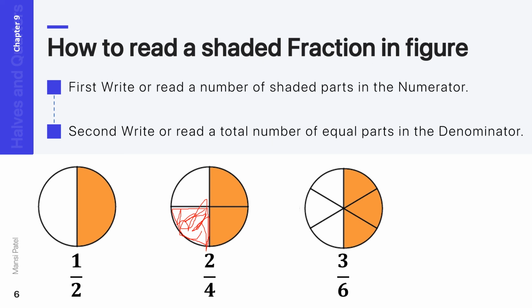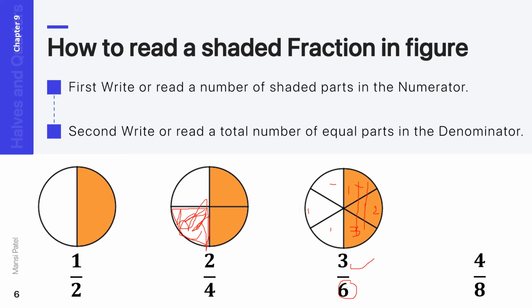So see here in this figure, how many total parts are there? We have made the total parts: 1, 2, 3, 4, 5 and 6. The total number of parts is 6. Out of this total, in 3 parts, we have done the coloring. So see here, the first part, second part, and here you can see the third part. In 3 parts, we have done the shading. See another one.